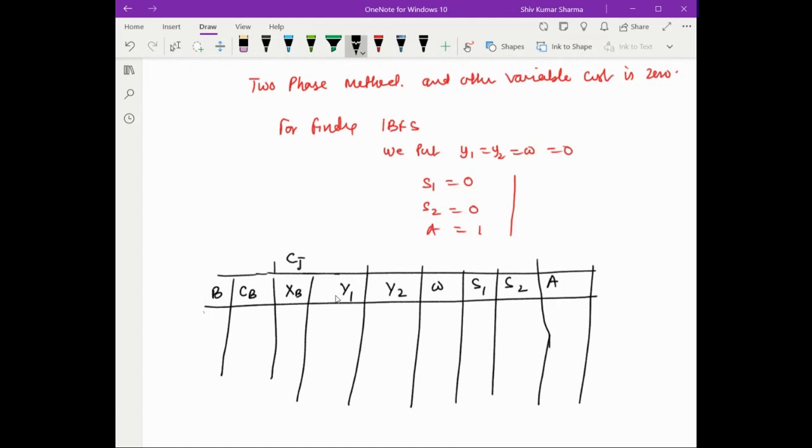So this is Cj, the cost of the variables. We take the cost of variables y1, y2, s1, s2 all as 0, because the cost of a slack variable we always consider 0, and the cost of an artificial variable we take -1 by using the two-phase method, and -M by using the Big-M method. But here we use the two-phase method.